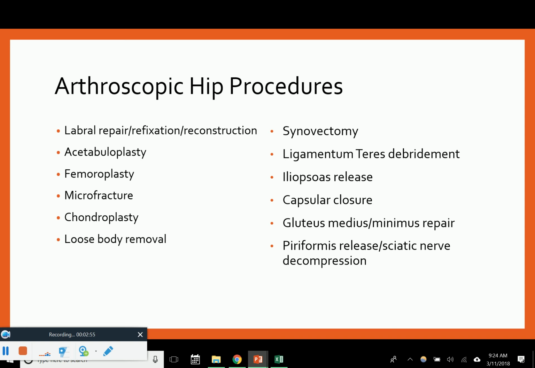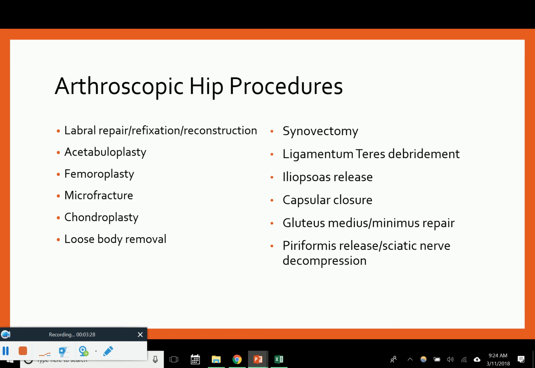So arthroscopic hip procedures can include labral repair, refixation, reconstruction, acetabuloplasty, femoroplasty, microfracture, chondroplasty, loose body removal, synovectomy, ligamentum teres debridement, iliopsoas release, capsular closure, gluteus medius and minimus repair, and piriformis release or sciatic nerve decompression. We will be focusing on the top three, the labral repair, acetabuloplasty, and femoroplasty in this lecture.